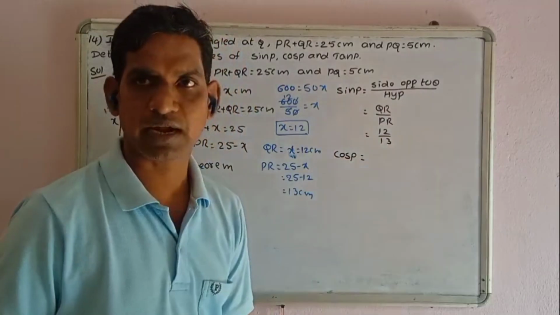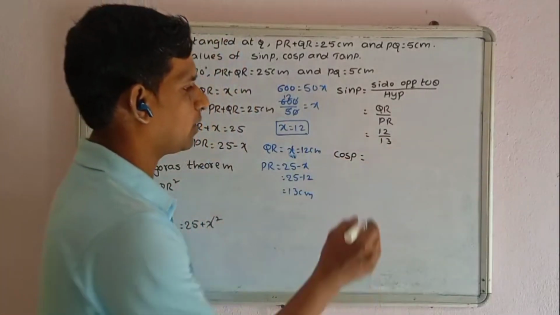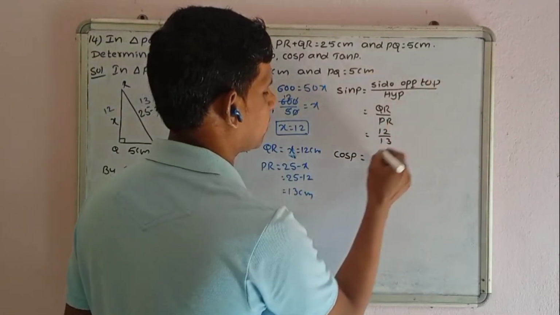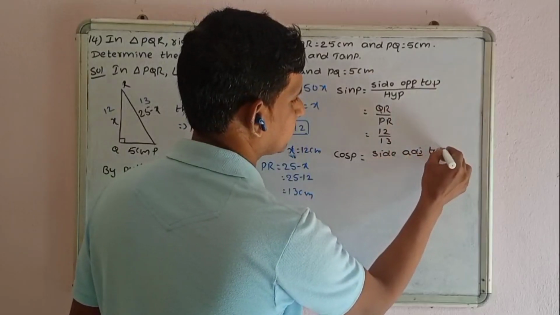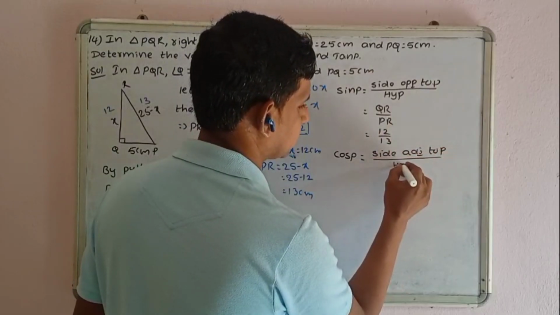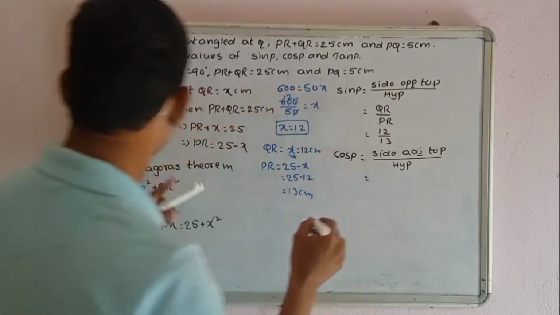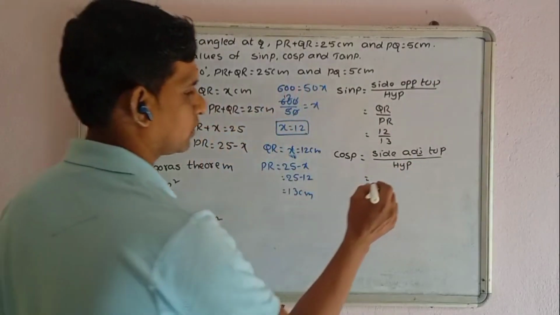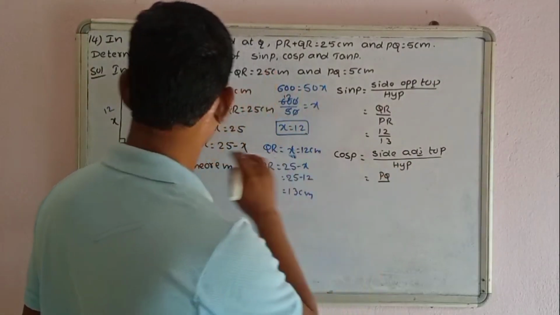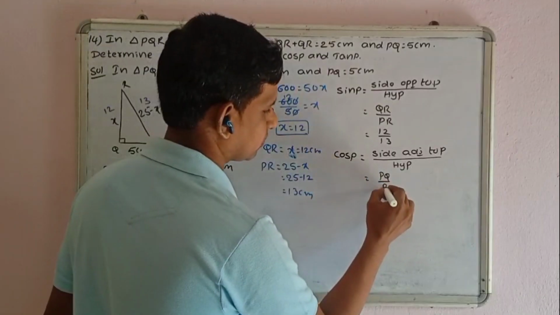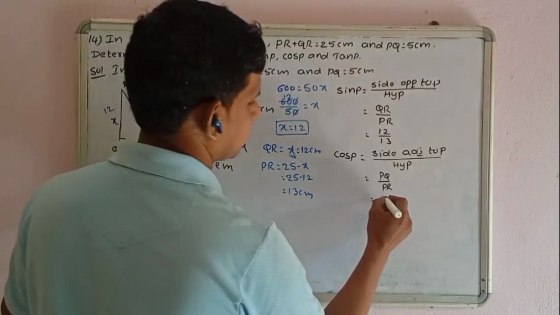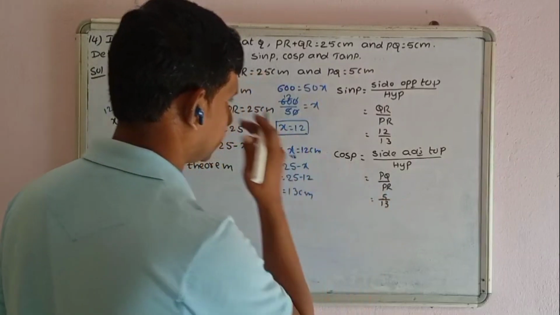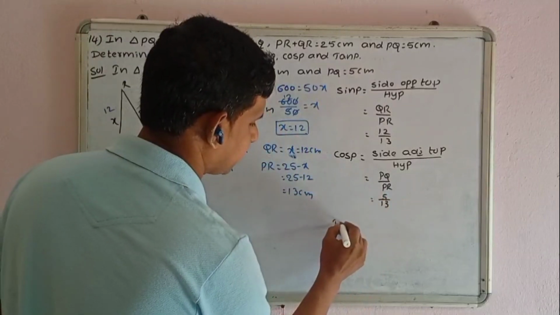The second one is cos P. Cos P means side adjacent to P over hypotenuse. Side adjacent to P is PQ. Hypotenuse is PR. PQ value is 5, PR value 13.